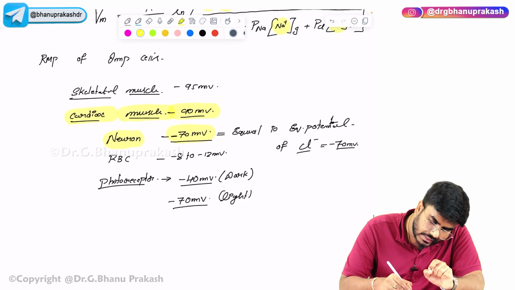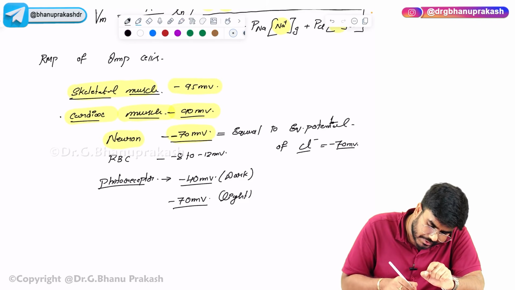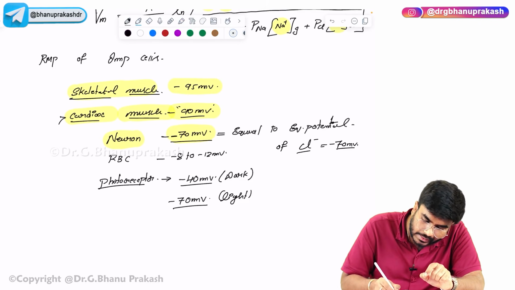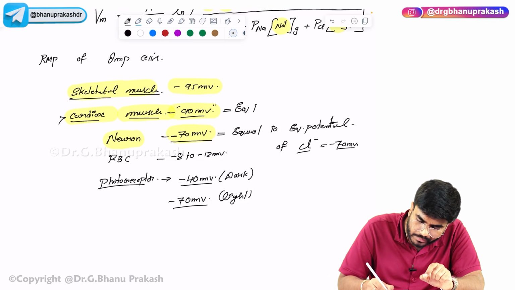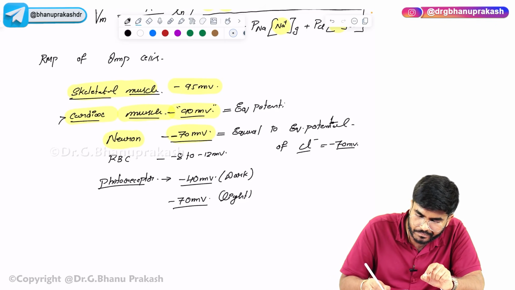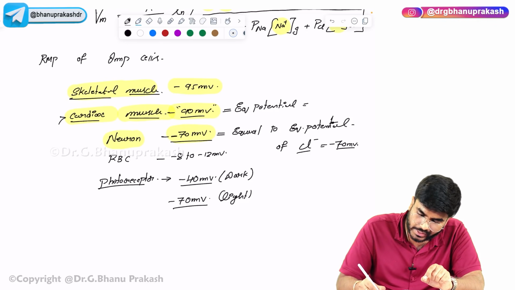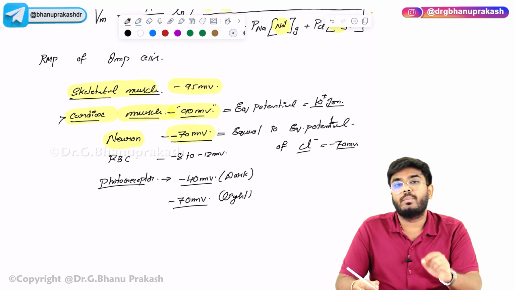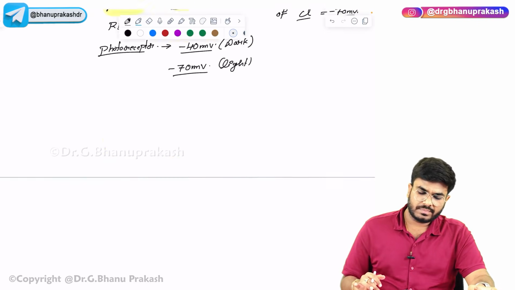Next, look here, skeletal muscle minus 95 millivolts, and cardiac muscle, this is MCQ, cardiac muscle minus 90 millivolts. So this is equal to the equilibrium potential of which ion? Potassium. So potassium also has an equilibrium potential of minus 90 millivolts. So with this, some important MCQs completed.